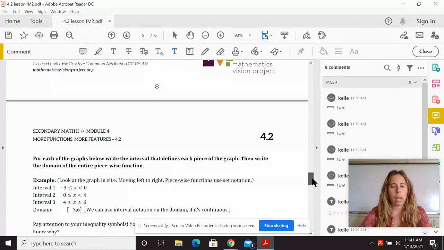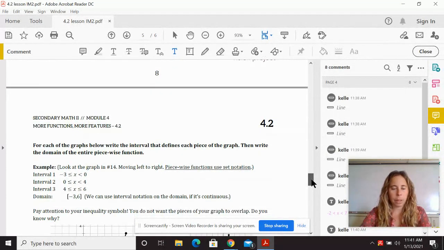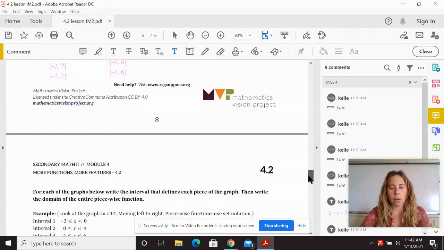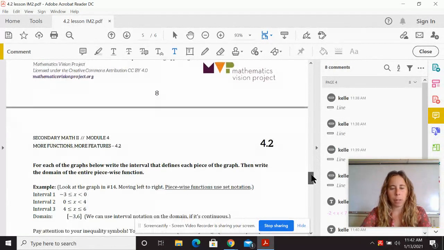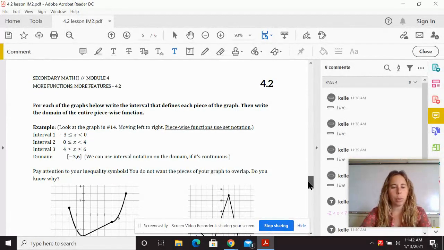And they wrote the intervals. So the first interval was -3 to 0. Is that true? That is in fact true. X equals -3 and x equals 0. And then 0 to 4 is the next one. X equals 0 to x equals 4. Checks out. And then the last one is 4 to 6. x equals 4 to x equals 6. So that's what they're doing. They gave you a nice little example.